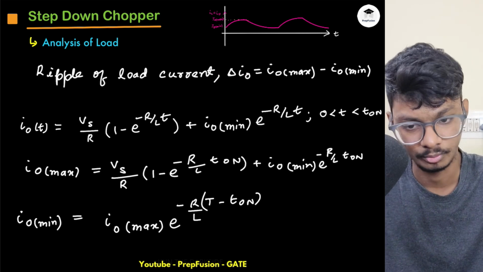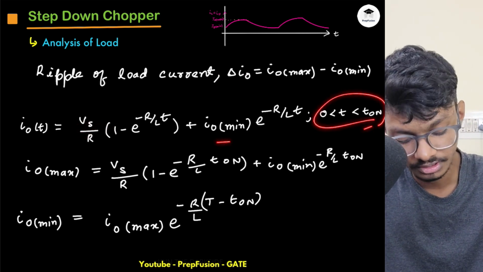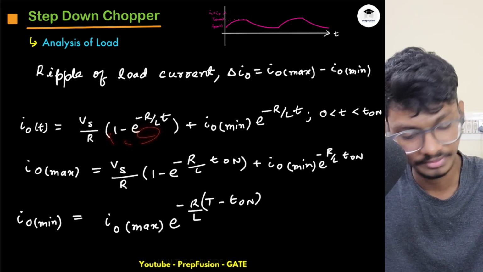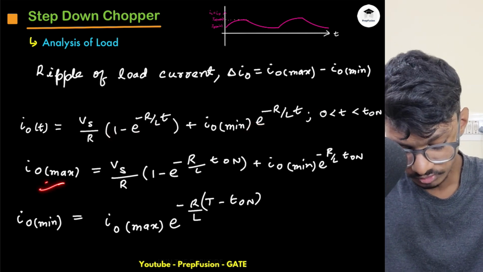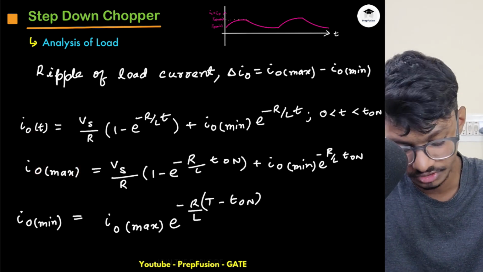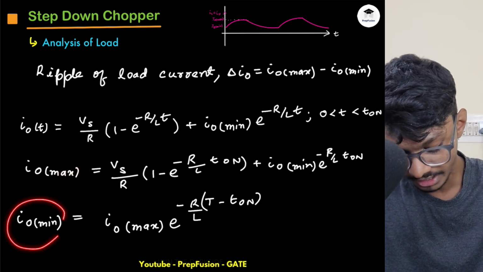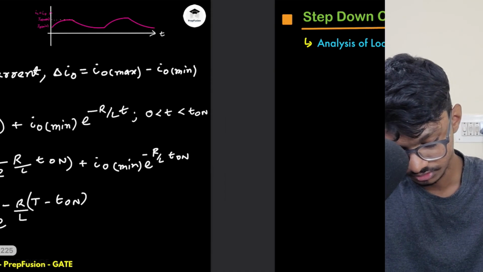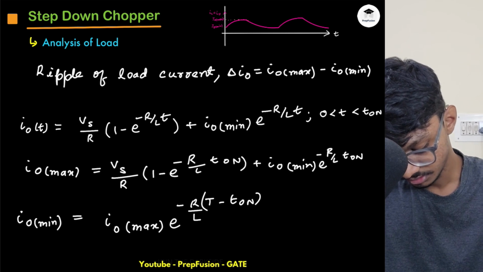How do you compute IO max and IO min? I have the expression from t equals 0 to t equals t on. So here what is the expression? It tries to go to Vs by R times (1 minus e raised to power minus R by L t) plus IO minimum times e raised to power minus R by L t, right? And IO max will be the value of this IO of t at t equals t on. So if I put in this equation t equals t on, I will get my IO max value. And what will be IO min? This is after this is closed. Sorry, this is not IO min, actually this is I of t. Just hold on.